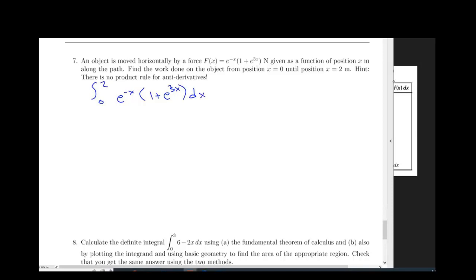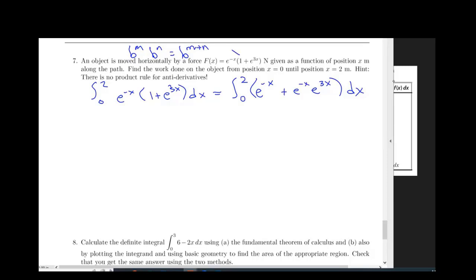And there's no product rule for integrals, so I can't just apply a product rule. What I have to do is distribute that. This becomes the integral from 0 to 2 of e to the minus x times 1 plus e to the minus x times e to the 3x, this whole thing dx. Now we have exponent rules, which say that if I have a base to a power times a base to a different power, I add them.